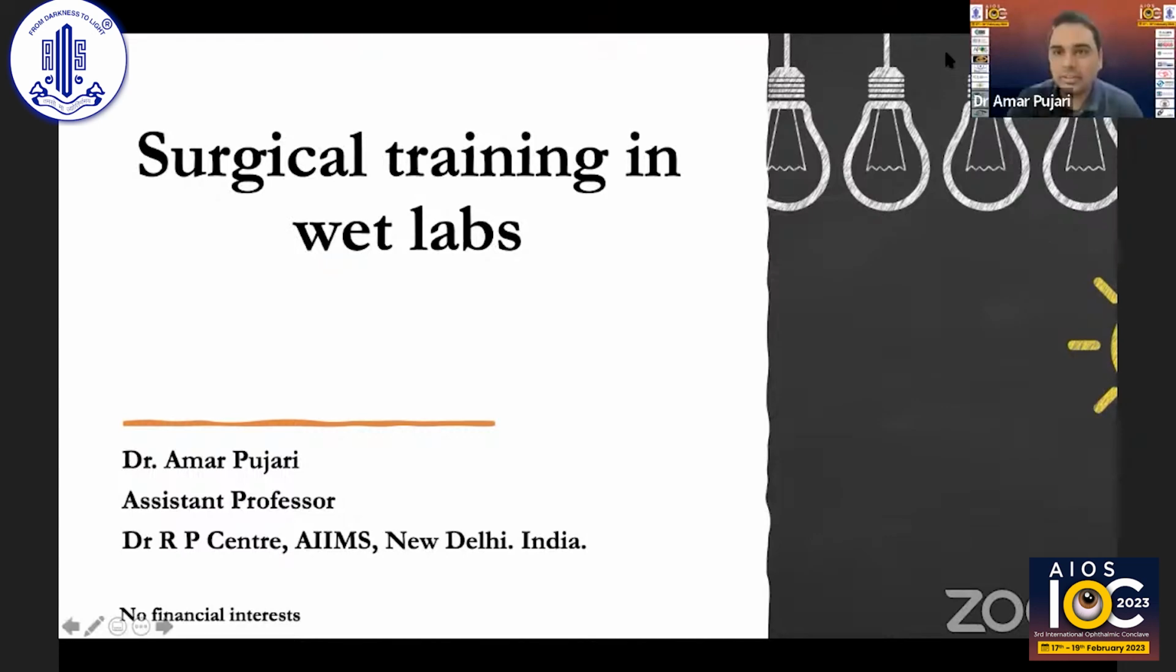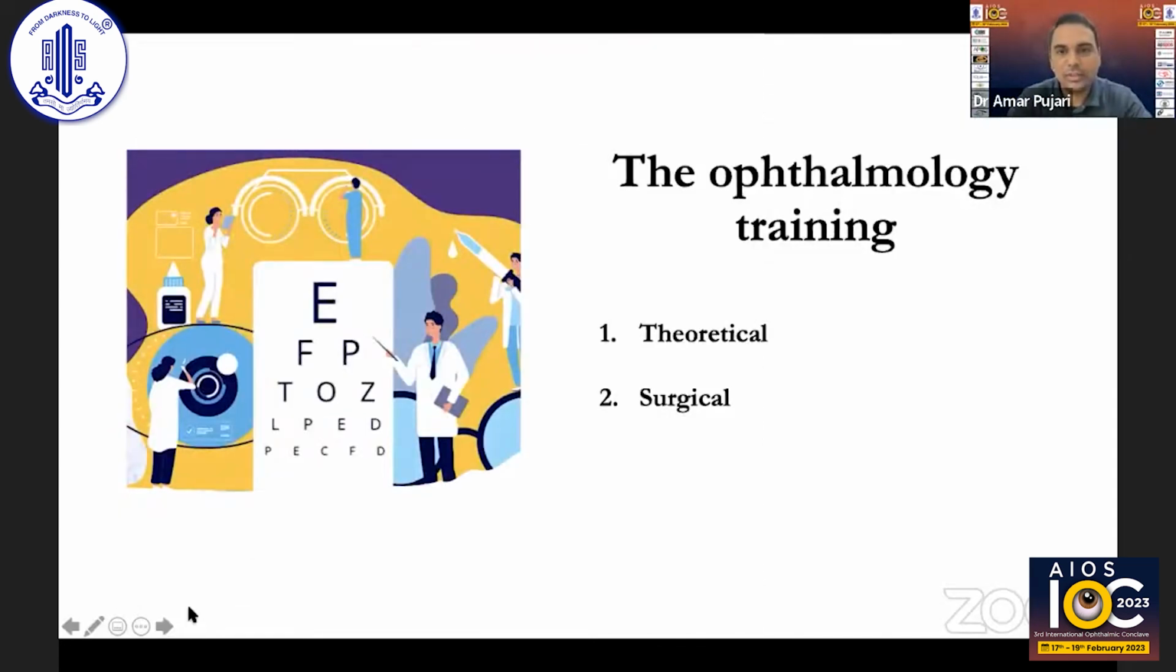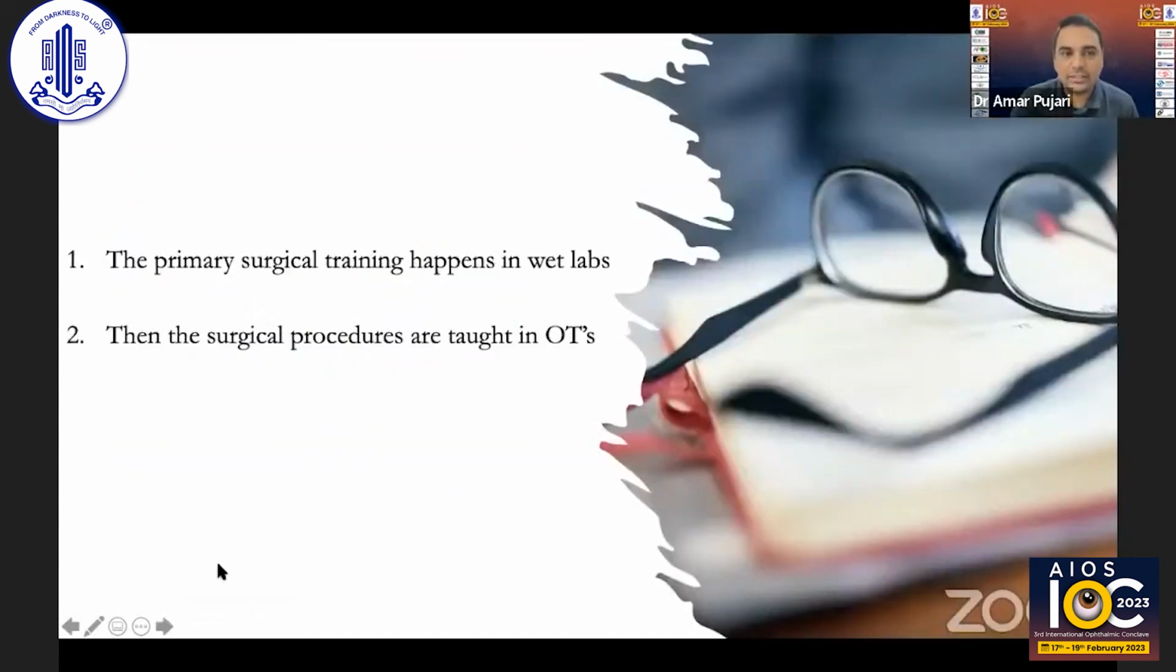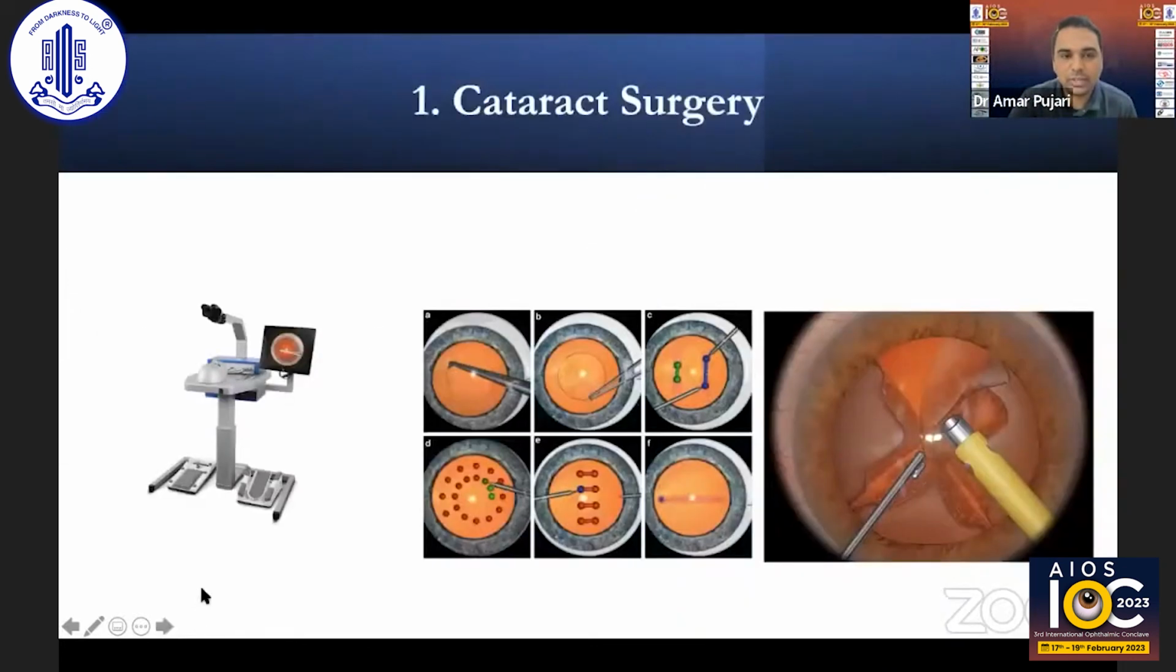So I'll be presenting on surgical training in wet lab. The ophthalmic training consists of theoretical teaching as well as surgical training, and the surgical training initially begins in the wet labs. So here we are going to teach the basic steps to the residents and the trainees, and then we are going to demonstrate the surgeries in real actual OT rooms. Then we are going to give the cases.